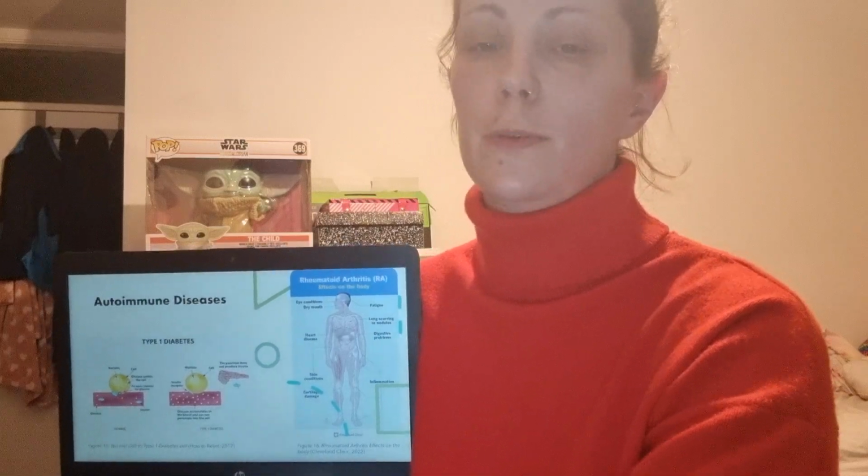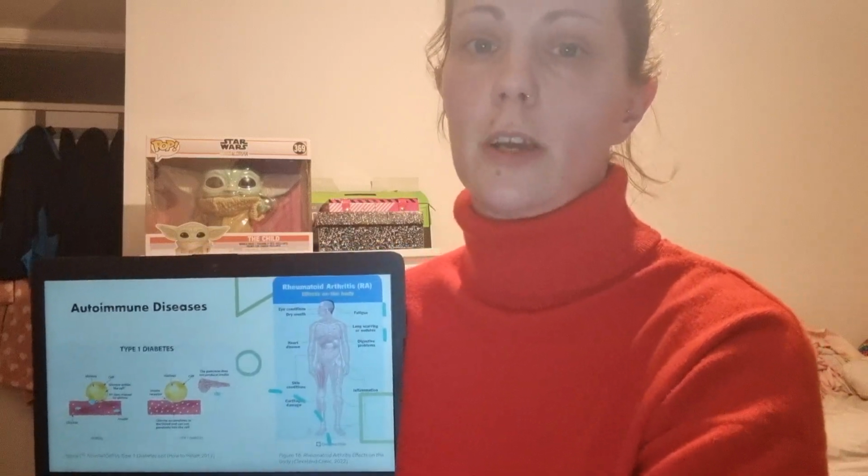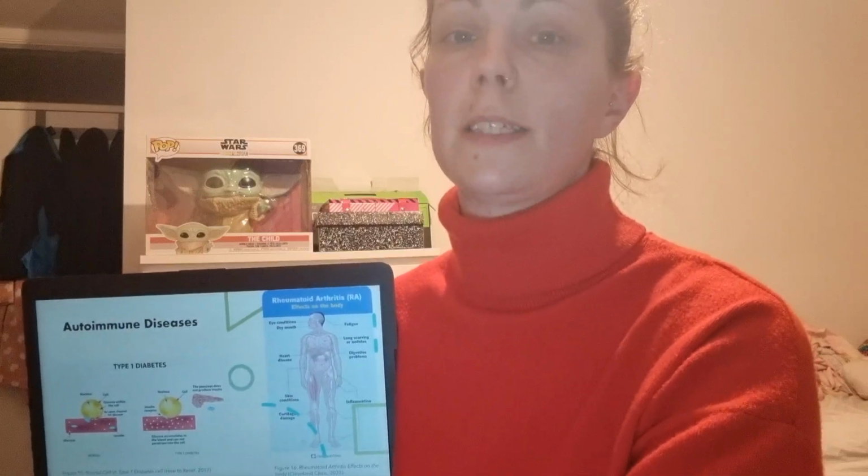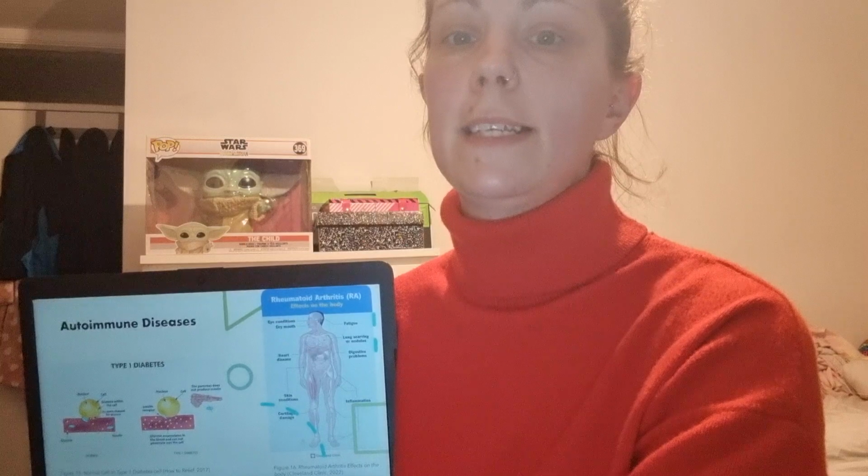The second autoimmune disease I will be looking at is type 1 diabetes. Type 1 diabetes falls under the type 4 hypersensitivity category. It is characterized by elevated blood sugar and immune system attack on the cells that make insulin.